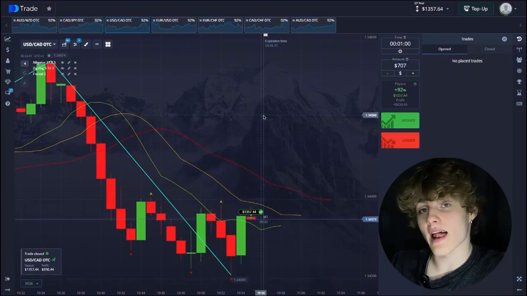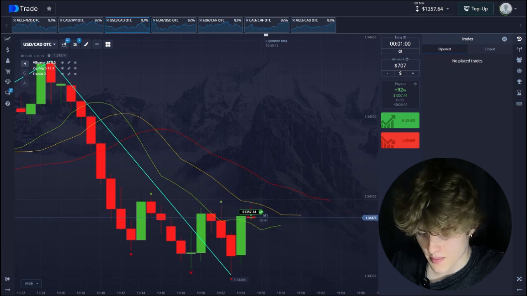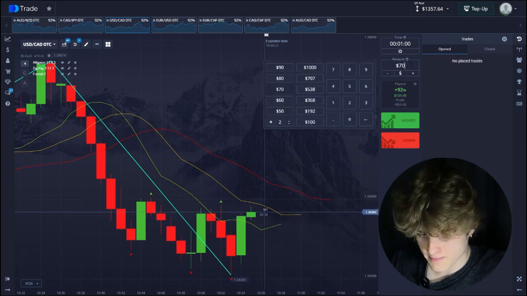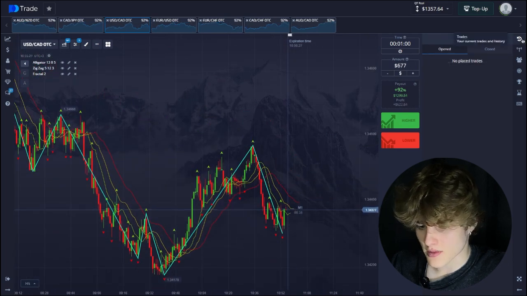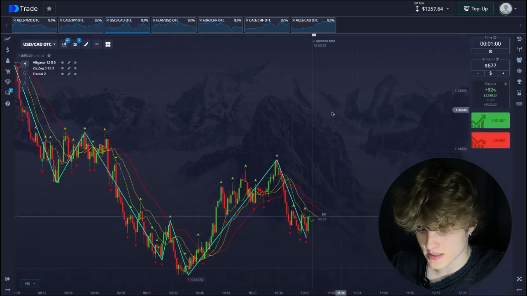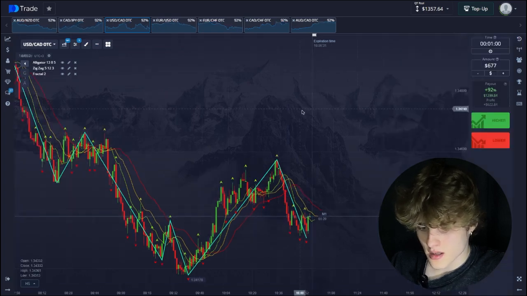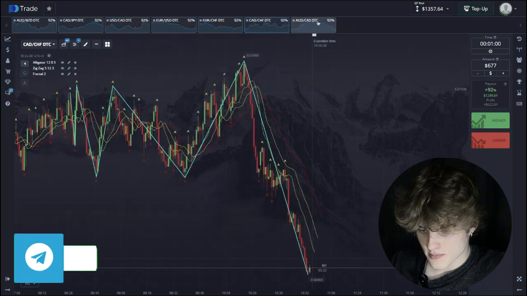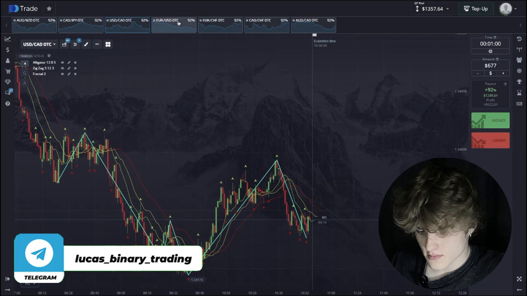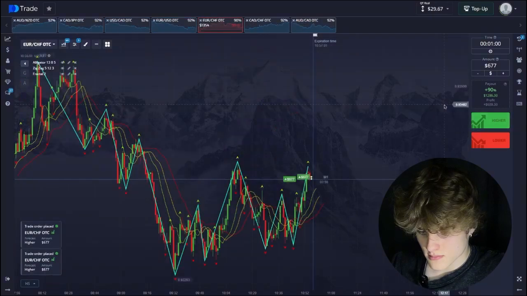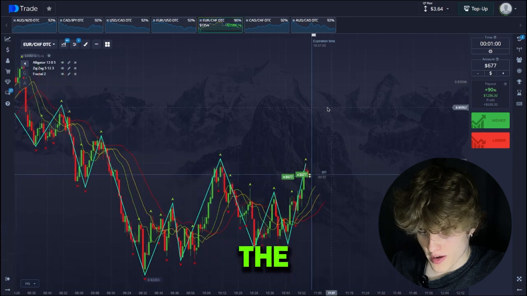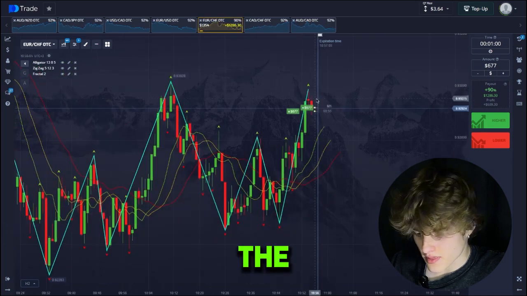Okay, great. Another trade we have closed in the plus. Let's change the amount again. Put the maximum and continue our trade. Open a trade for the amount of $1,357. Pick up the following currency pair. And here we open a trade on the upside, not on the downside.